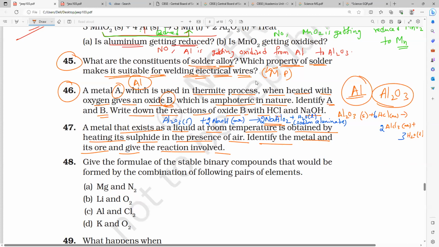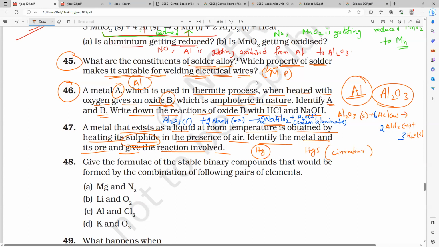Mercury. What is that metal, everybody? Mercury. And it is present in a sulfide ore. What is the sulfide ore, everybody? Mercury sulfide ore, HgS. What is the common name? Anybody? Cinnabar.